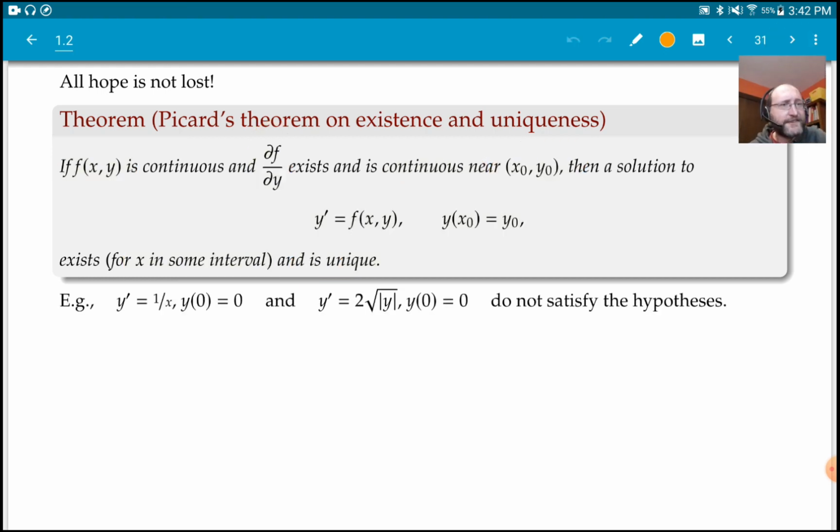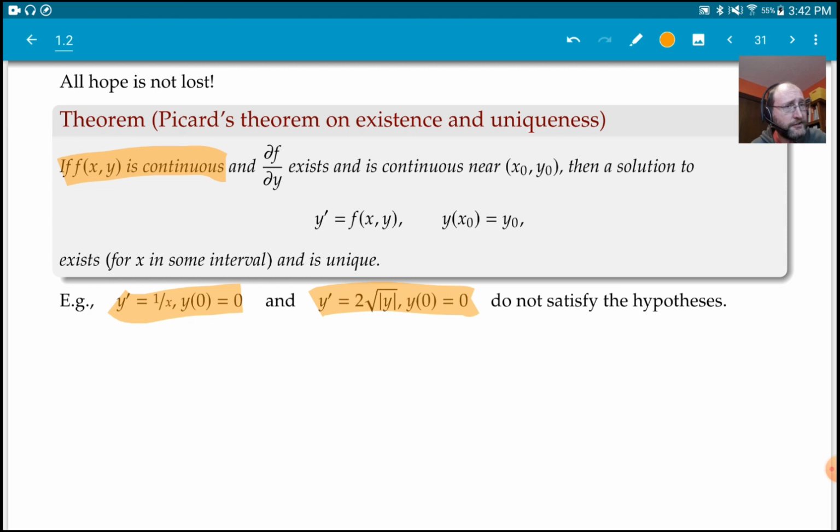So for example, these two do not satisfy the hypothesis. In the first one, what's happening is that the f is not continuous. 1 over x is not continuous at x equals 0, right? So we're failing this hypothesis.